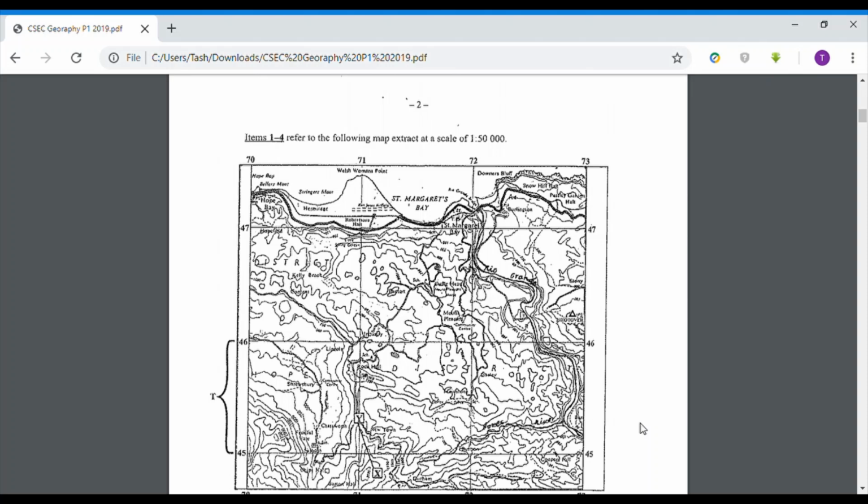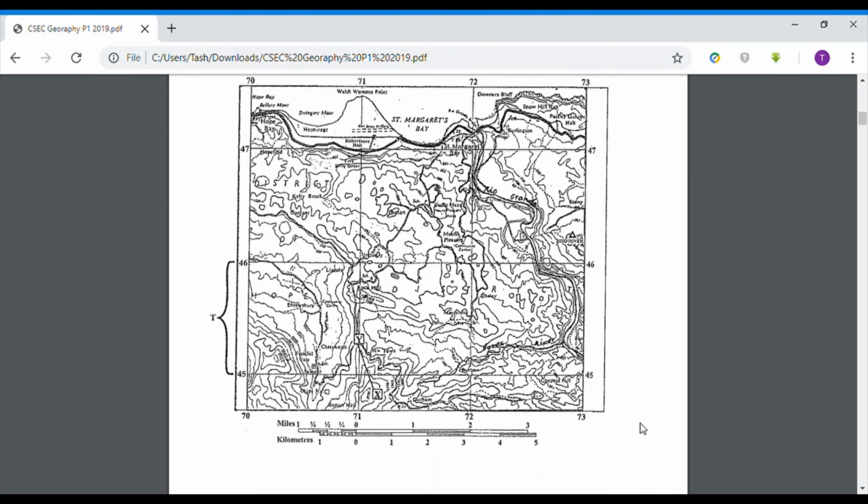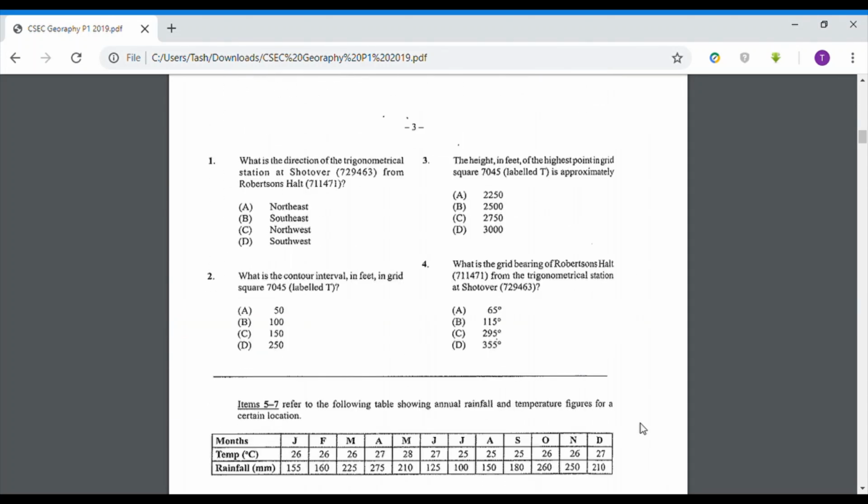Let us begin. So this one says items 1 to 4 refer to the following map extract at a scale of 1 to 50,000 meters. This is the map. We will look at the question and then we get back to the map. The question says, what is the direction of the trigonometrical station at Shotover? And it gives you the 6-figure grid reference from Robertson's Halt, and it gives you the 6-figure grid reference as well, so that it is easier for you to figure out exactly where they are talking.